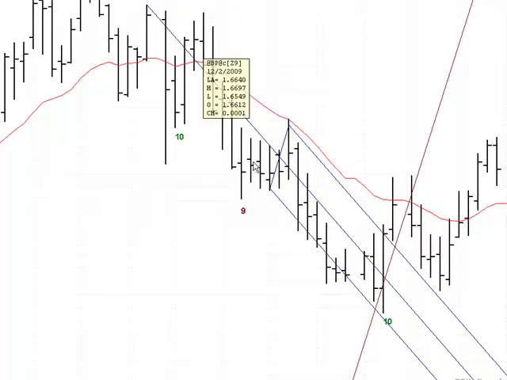So we identified this reaction swing, and we identified this reaction. So you know exactly the time and the price where this market was going to turn around and go into your upward, short-term upward trend.